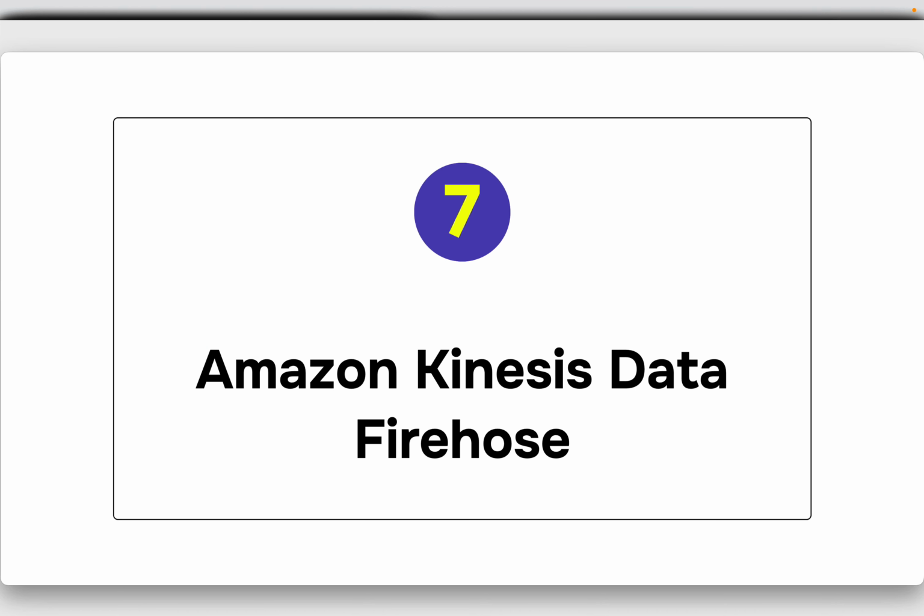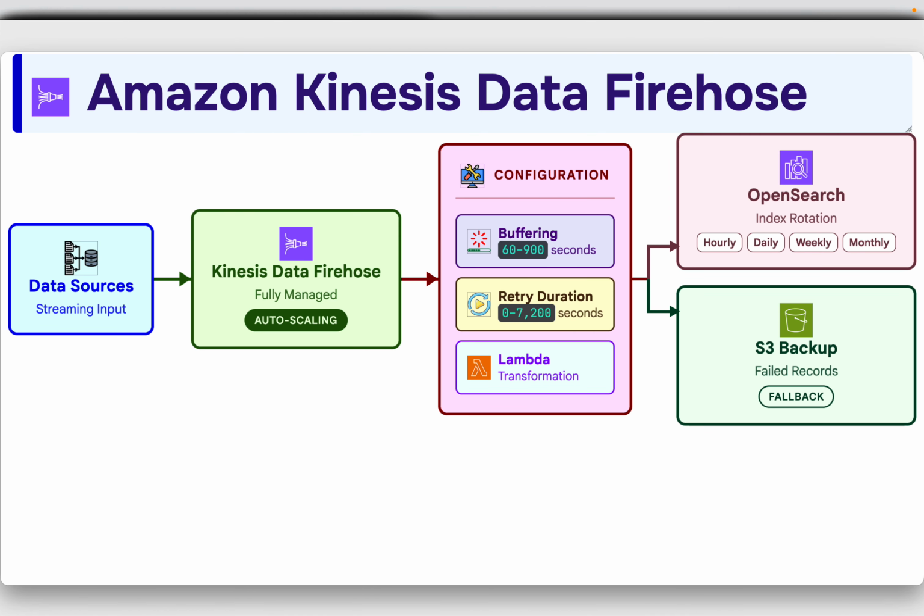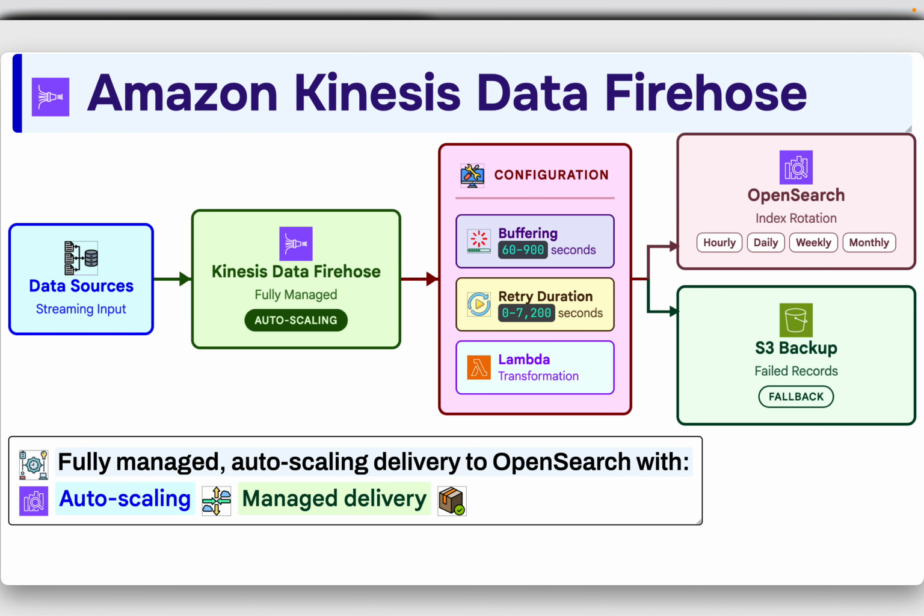Seventh topic is Amazon Kinesis Data Firehose. Amazon Kinesis Data Firehose provides fully managed auto-scaling delivery to OpenSearch with configuration options for buffering, that is between 60 to 900 seconds, retry duration of 0 to 7,200 seconds interval, and Lambda transformation. Index rotation options include hourly, daily, weekly, and monthly, and failed records are backed up to S3. So Kinesis Data Firehose is a fully managed service that offers auto-scaling and managed delivery capabilities.